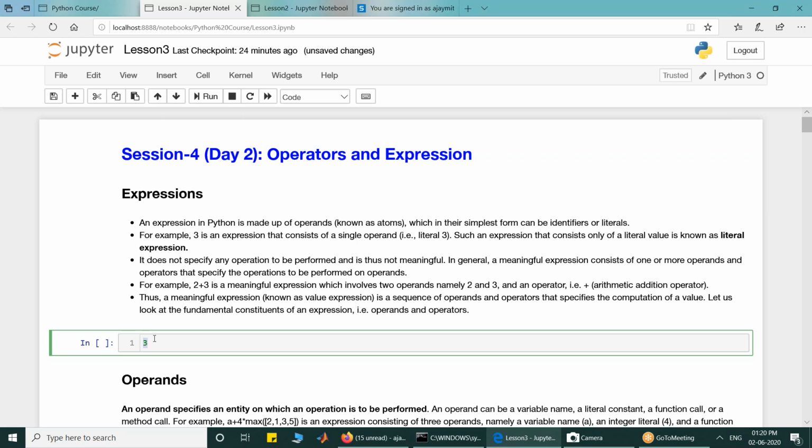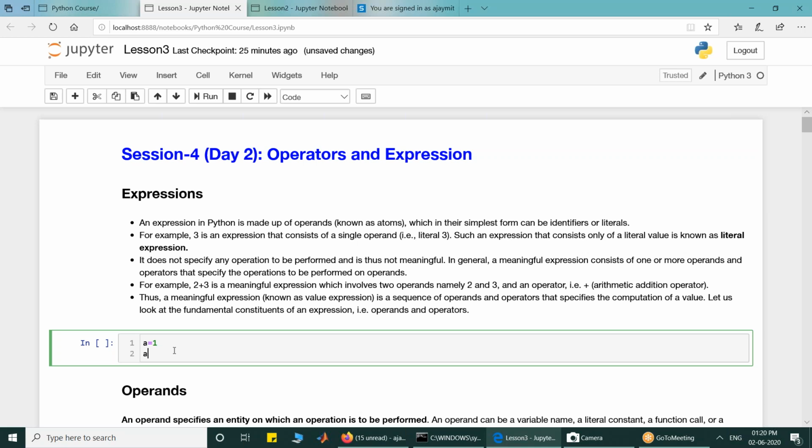And what type of literal is it? Quickly tell me on the chat box. Yes, everyone, this is an integer literal constant. So if I say whether this is a valid expression, yes. Suppose I write a is equal to 1, and I ask whether this is a valid expression in line 2, then yes, because it is made up of an identifier.